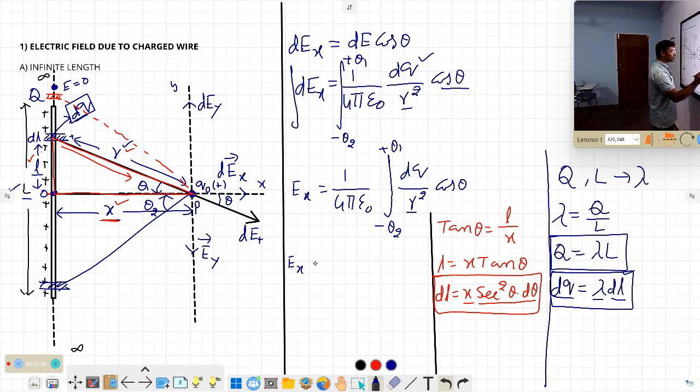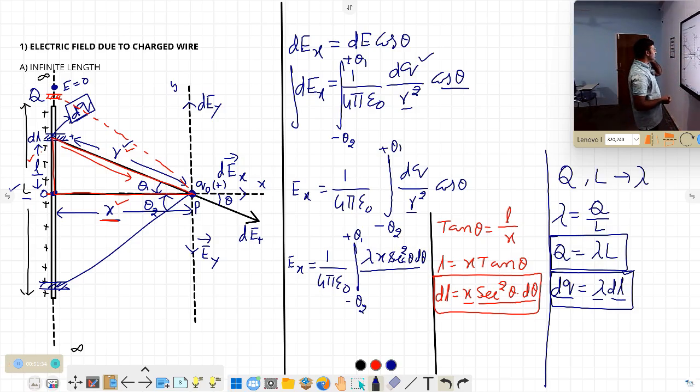So Ex equal to, I can write as 1 by 4 pi epsilon naught, that is integral minus theta 2 to plus theta 1. If you apply here, what is dq? That is nothing but lambda into dl value is equal to x secant square theta into d theta by, okay, r. What is r value? R is nothing but distance. R is also not given. So write the r value. Which is r? This is r, this is x. Write in the form of that.